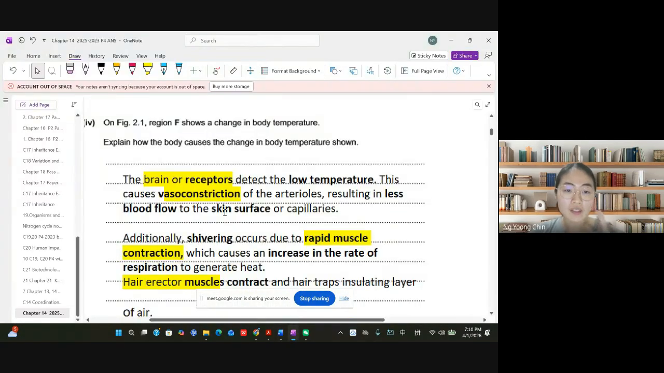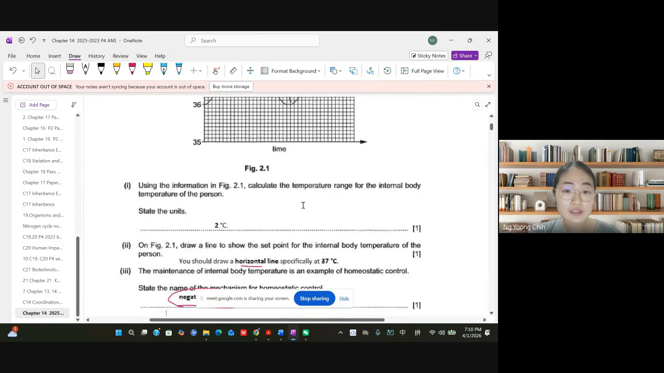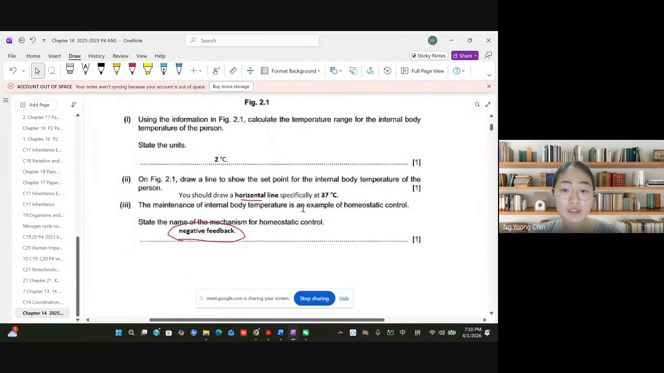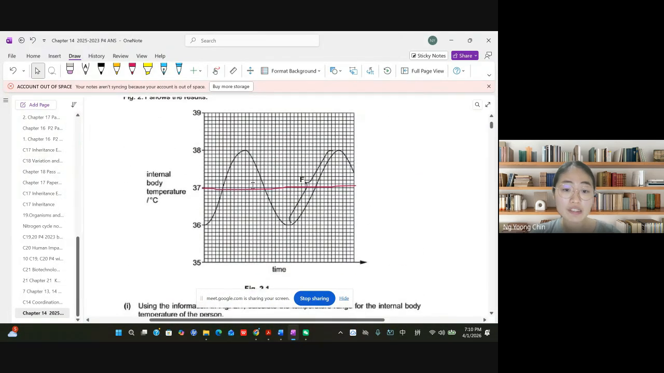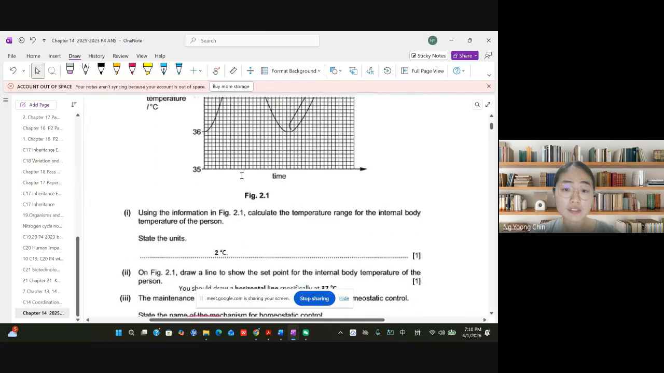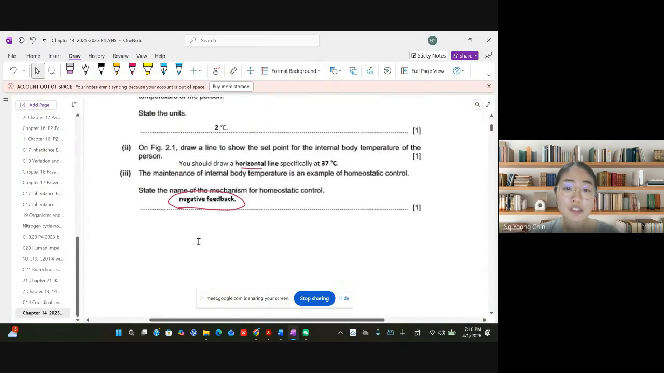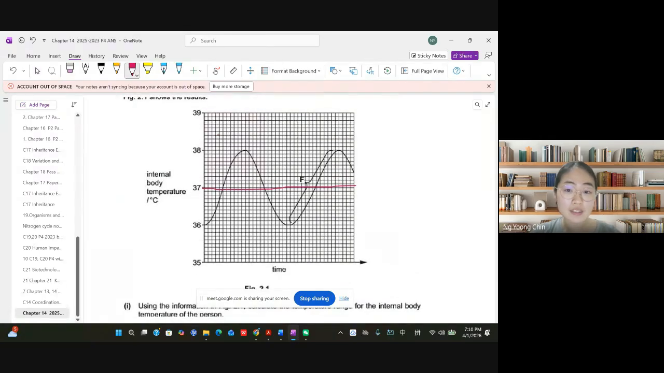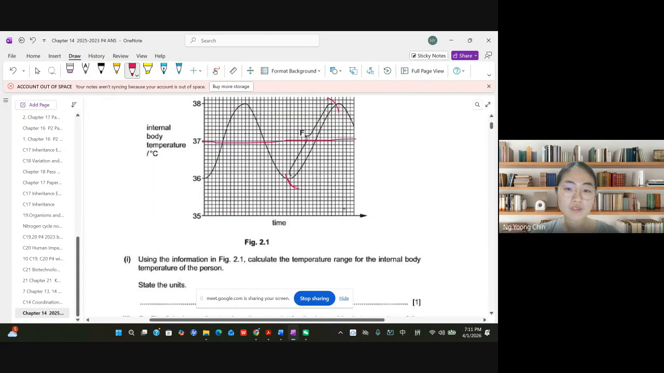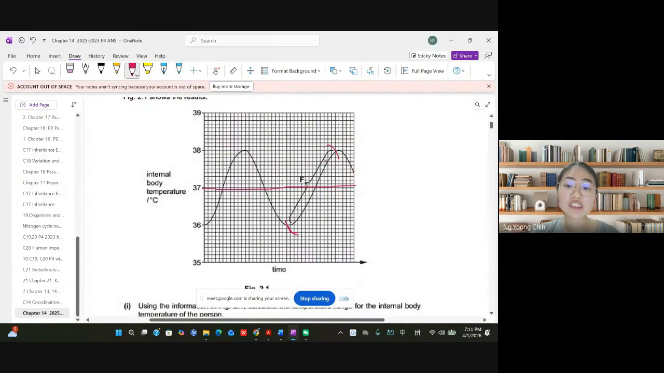But okay, so what happens if there's a reduction in the temperature, so it becomes a low temperature? Because they're showing the temperature, right? It is reducing from 38 to 36, a reduction in the temperature at region F. Region F is referred to here. See, here is region F. So you can see there are some fluctuations in the temperature.